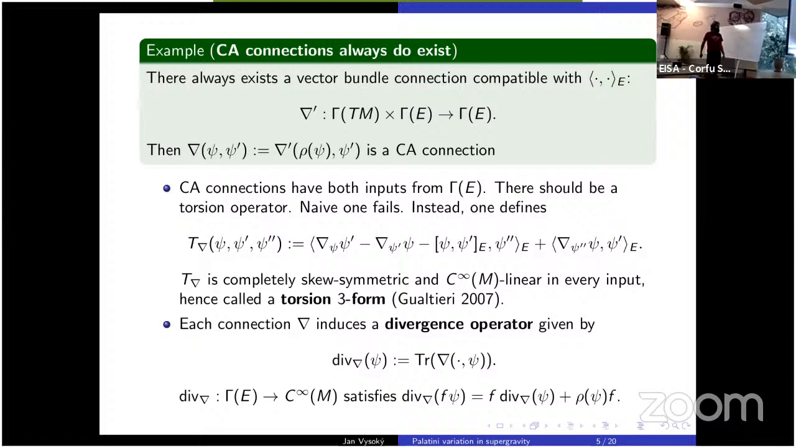Then for every connection, you can induce a divergence operator. This is simple. It's the same thing as you would do normally.